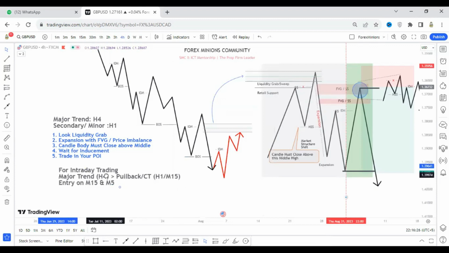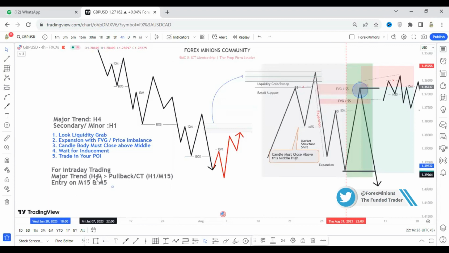I personally do not recommend going to the M1 time frame, but people are using M1, which is best for them, not best for me. They can use it. I mostly recommend the M5 time frame for entry confirmation. So these are the rules. Nothing changes. Simply go to your trading platform, apply them, and happy trading.